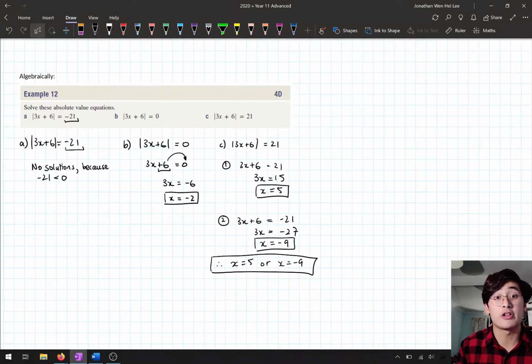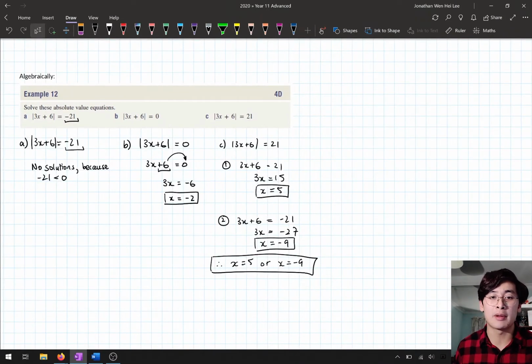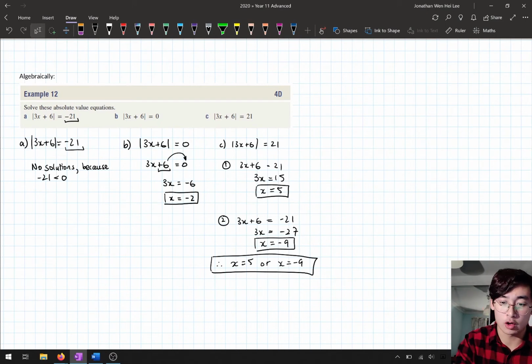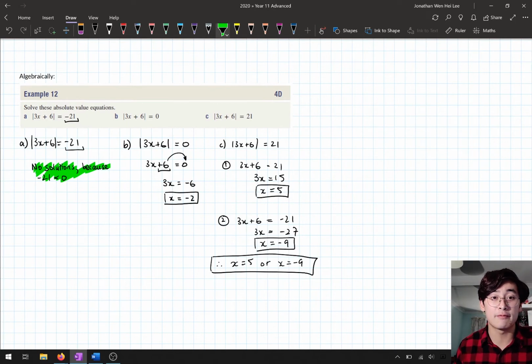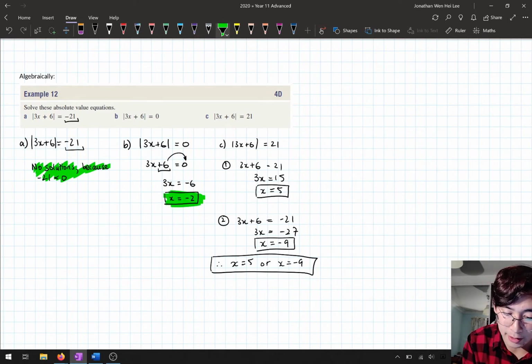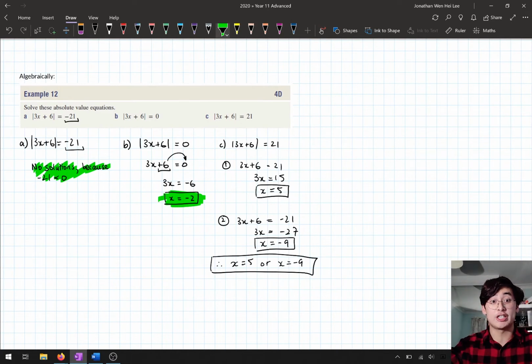So hopefully from this question you can see what happens when we've got different values of k. If k is a negative number that we're solving for, then we have no solutions, which is what we got on this first example over here, because an absolute value function cannot be negative. For the second example, because it's equal to 0, we're going to get one solution, like this example over here, because when it's equal to 0, it's just touching it at the vertex of your absolute value function.